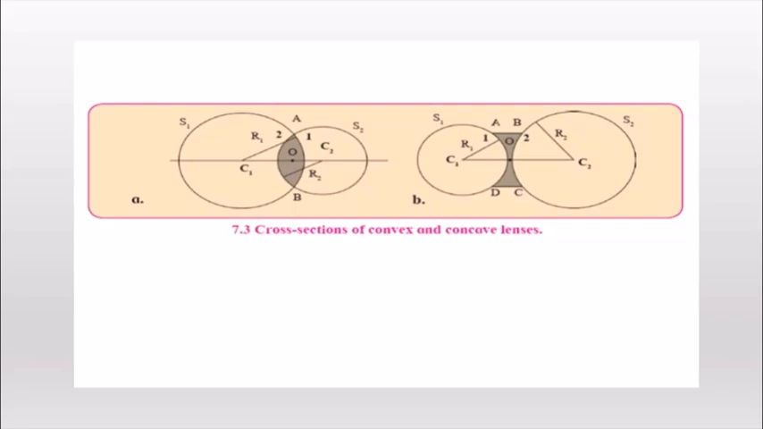Next we have the principal focus. What the principal focus is: when light rays parallel to the principal axis are incident on a convex lens, all of them will converge to a point on the principal axis, and then the converging point becomes your focus, that is the principal focus.